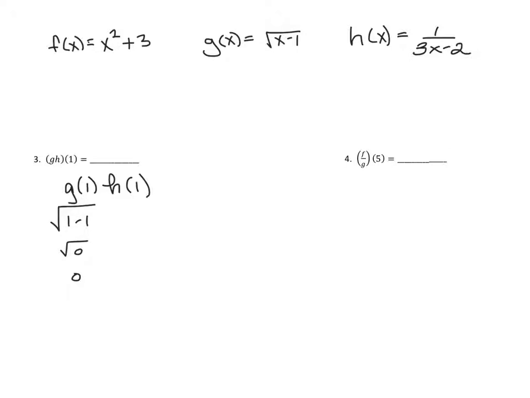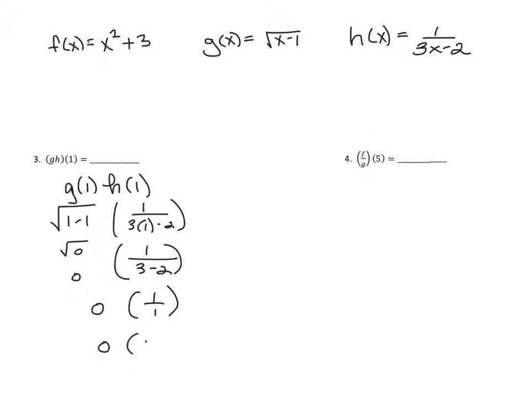Then we have h of 1. Now remember, h of x is at the top of our page, and it is 1 over 3x minus 2. So let's plug 1 in for h, and we get 1 over 3 times 1 minus 2, which gives us 1 over 3 minus 2, which is 1 over 1. Therefore, g of 1 is 0, h of 1 is 1, and 0 times 1 is 0.